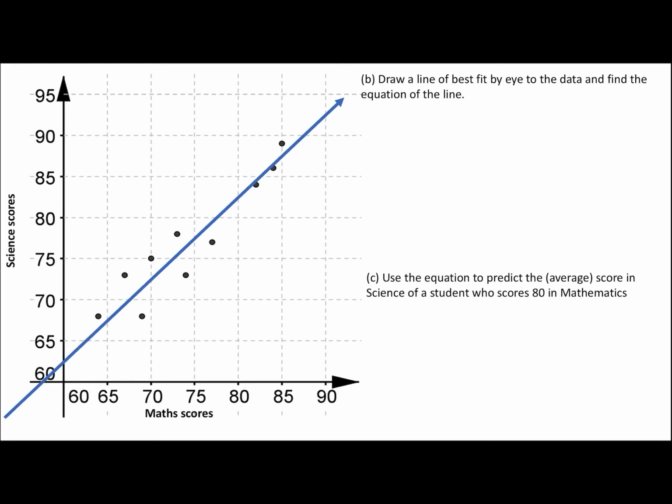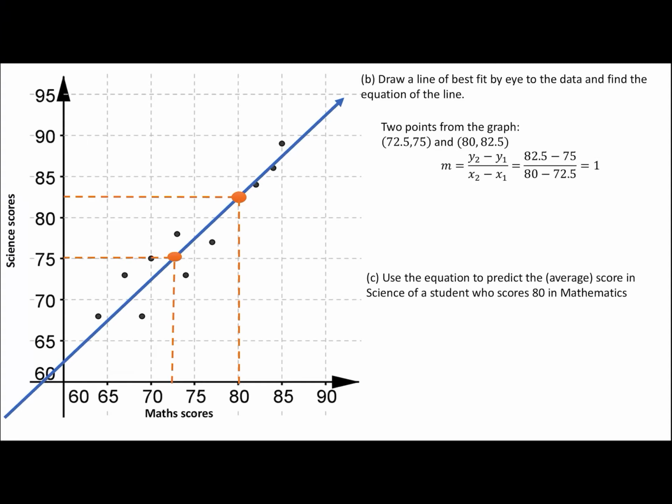We know that we can find the equation of a line either by gradient and intercept or by 2 points. Now we cannot use intercept because here the vertical axis and the horizontal axis are not crossing at 0. So let's look at 2 points from this graph. These points are (72.5, 75) and (80, 82.5). Gradient can be found by using the formula m is equal to y2 minus y1 over x2 minus x1. So in this case, gradient is 1.